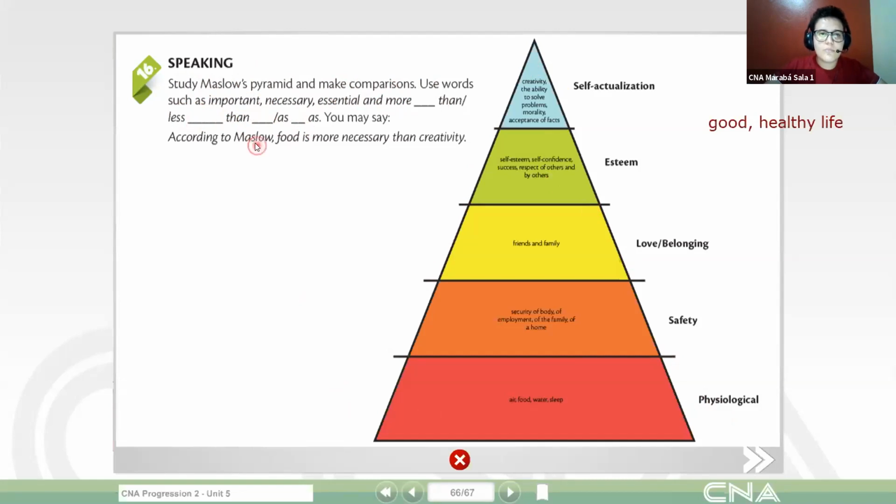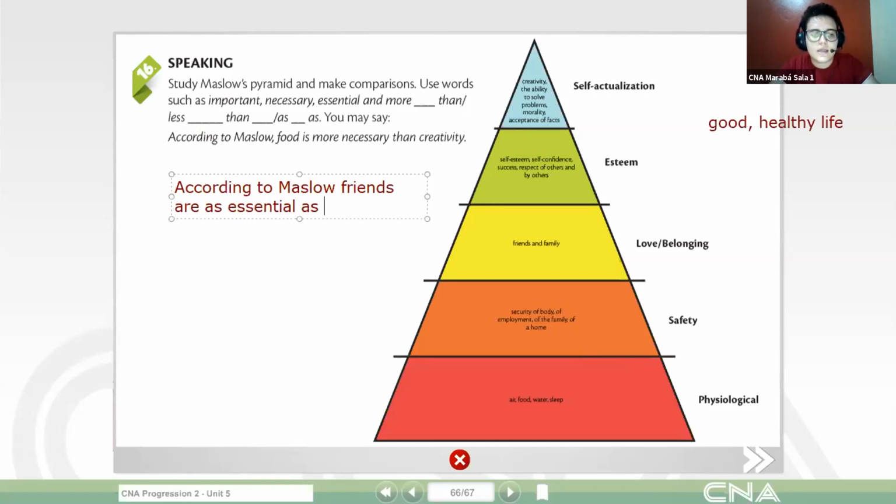Example: according to Maslow, food is more necessary than creativity. Food is here at the base of the pyramid, so it is more necessary than creativity, which is here at the top of the pyramid, okay? Another example: according to Maslow, friends are as essential as family, because here we have friends and family on the same level. So I am making here a comparison of equality. Friends are as essential as family.